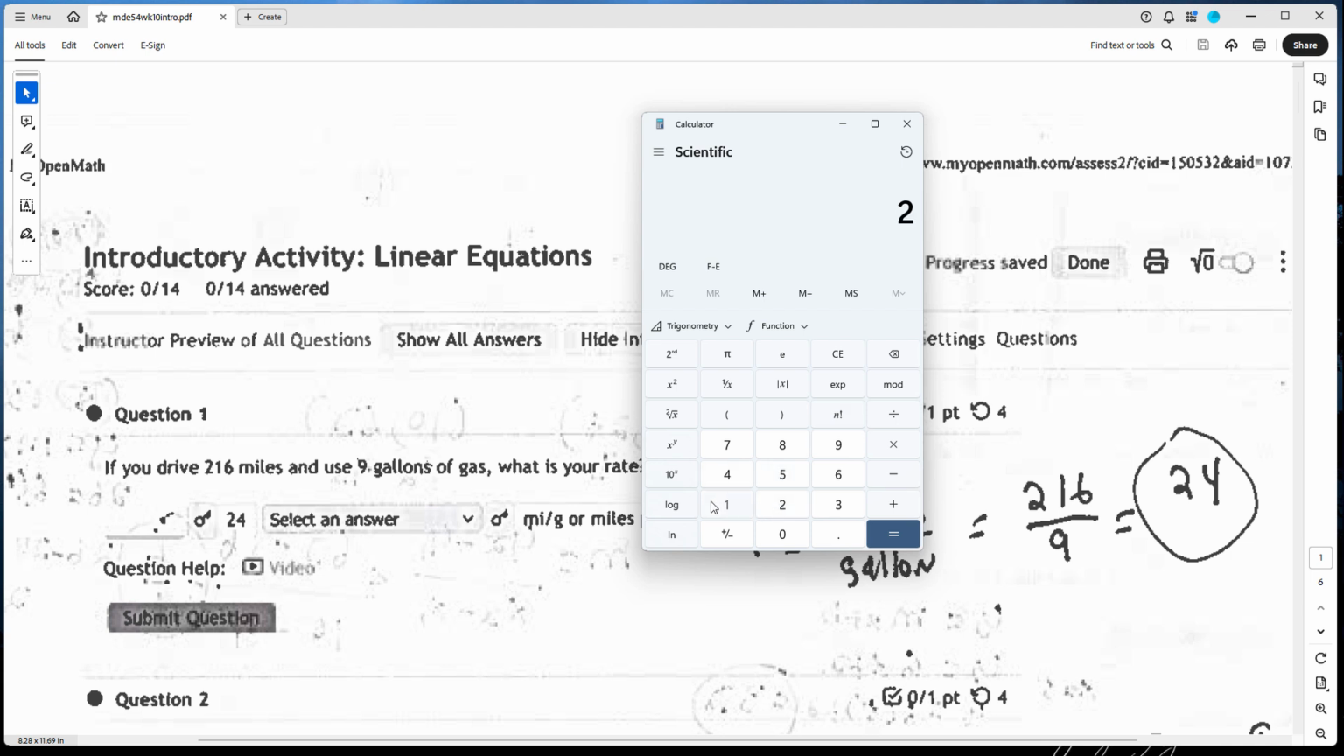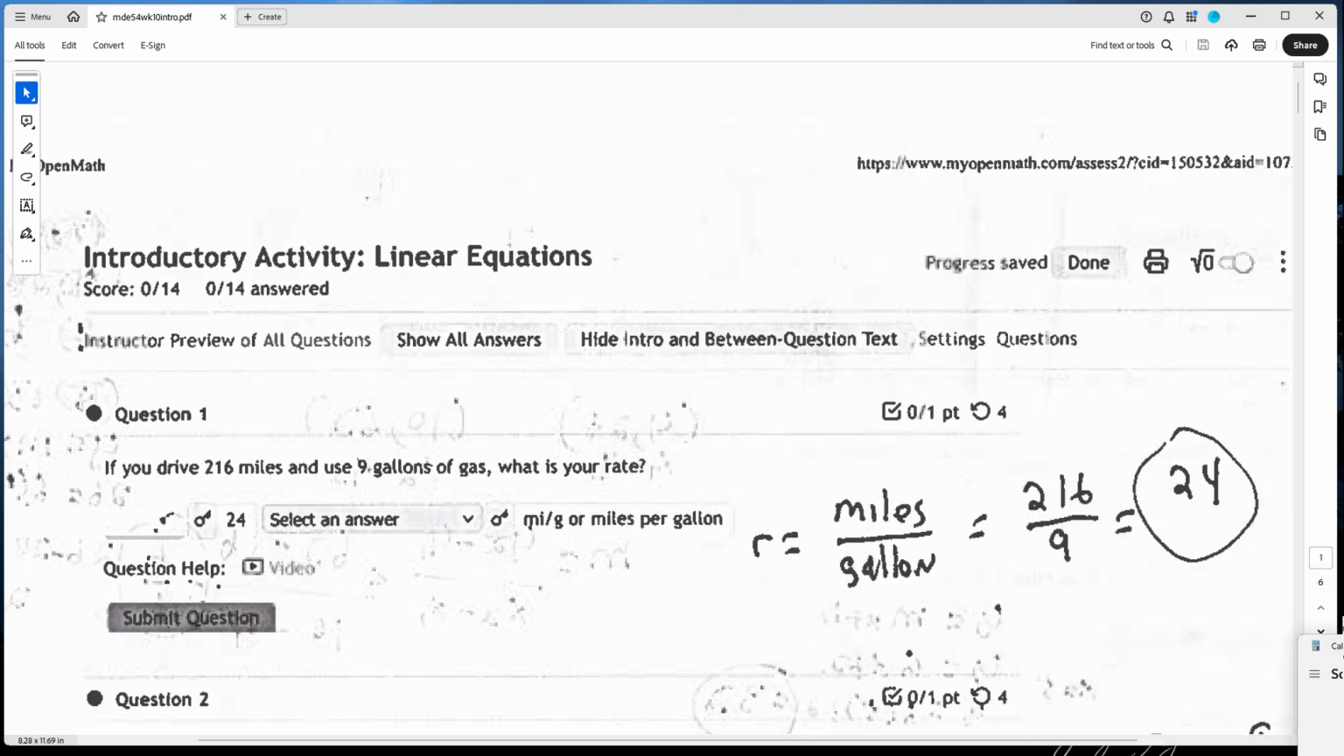I can take it here and divide it. That's number 1.